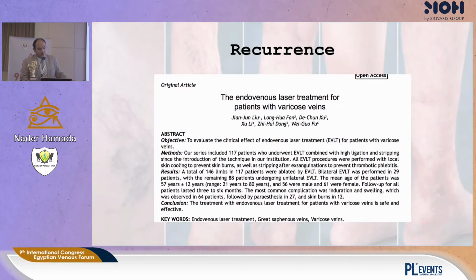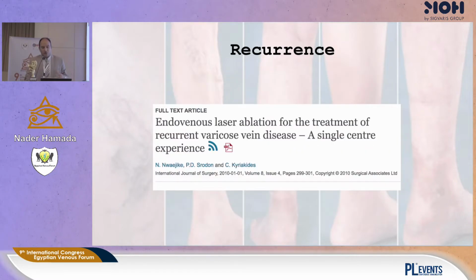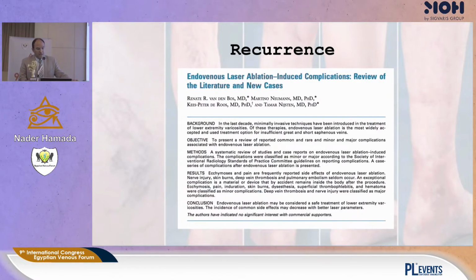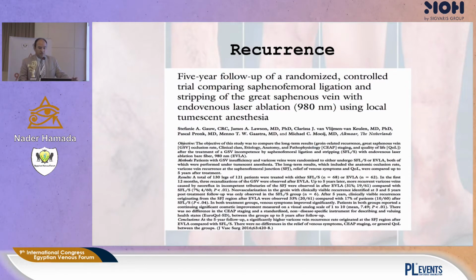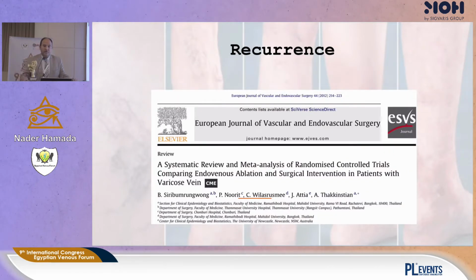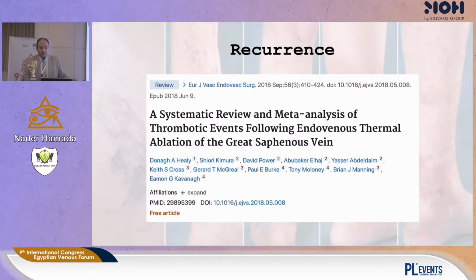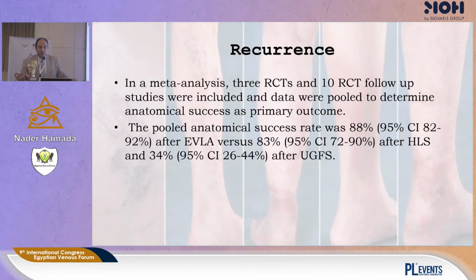But since recurrence was an issue, and since the introduction of the laser, there were hundreds of studies. I will not go through all of them, and some of them are randomized controlled trials, many of them were meta-analyses. All these studies, even in the old era of the laser, studied laser versus surgical intervention, versus stripping and high ligation. Most of these studies included patients who were treated per the IFU, which is 2 centimeters away from the saphenofemoral junction. And still, the results were very satisfactory in favor of laser in comparison to surgical stripping and high ligation.